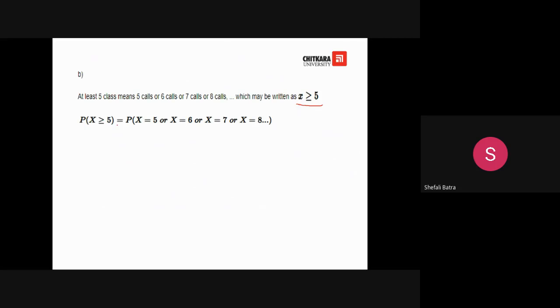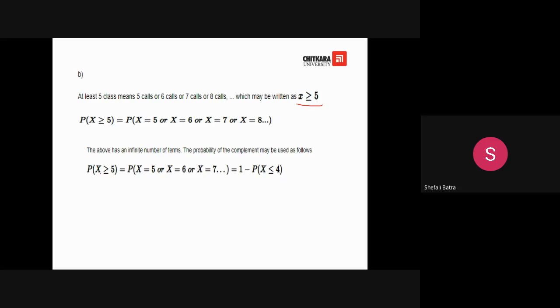Probability of x greater than or equal to 5 is equal to x is equal to 5 or 6 or 7 or 8 and so on. When you write or, we add the probabilities. So we write P(x = 5) plus P(x = 6) plus P(x = 7) and so on, right? And there are infinitely many terms. So what will we do? We will evaluate it in another way.